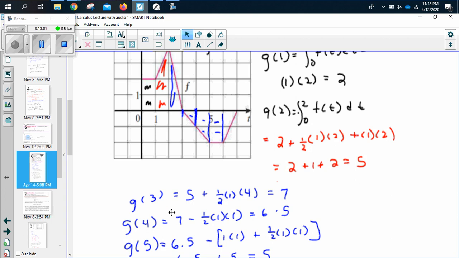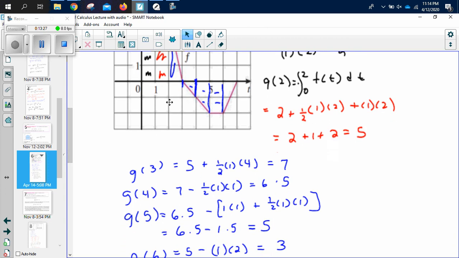So I take the 7 that I already had, and we've got to subtract that. That's a triangle. It's 1/2 the base times the height, which gives me just a 1/2. And then I subtract 1/2 from 7, and I get 6.5. That's what that should be. It looks a little funny.